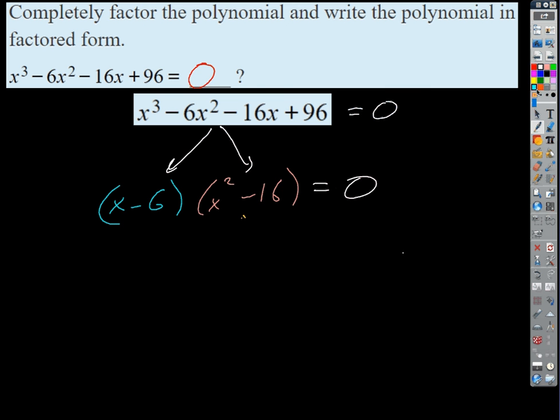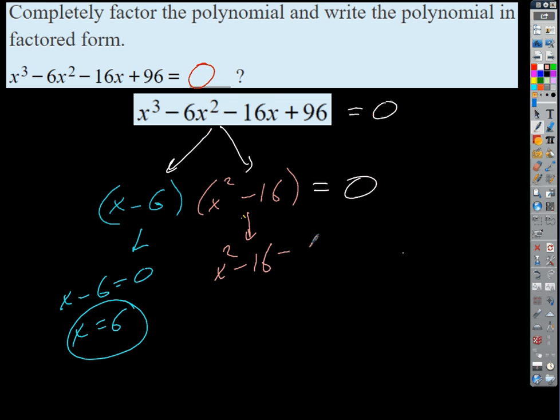So the first one's pretty easy. If I set x minus 6 equal to 0, what's x equal to? Chris, what's x equal to? If I solve that, I'm trying to find the zero of that first factor. What makes it 0? 6, yeah. So there's one solution, right? How about the other one? If I apply the zero product property here and I set the other factor equal to 0, do I have to factor that to solve it? No, I can just isolate x directly, right?